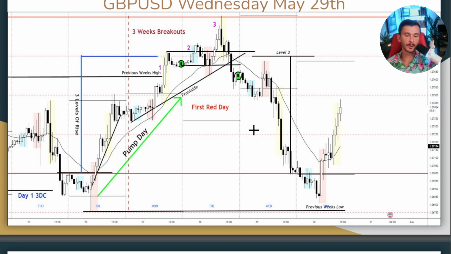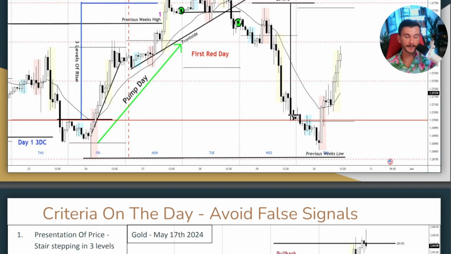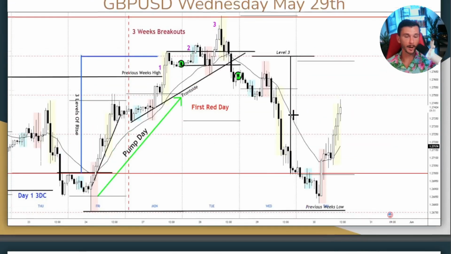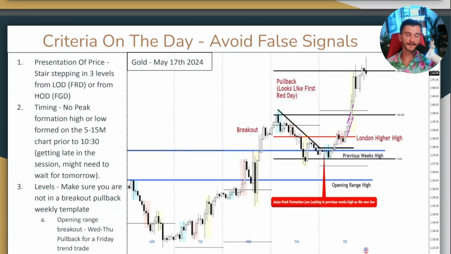I am usually going to look for markets that are far overextended to the upside for a first red day, or to the downside, multiple weeks of breakouts to the downside for a first green day. I have found that those templates typically will work out a lot better. And of course, presentation of the week and how the week is set up is going to give me my opportunity. And of course, first green days are everything that I just talked about with the first red day, and just flip the chart over.